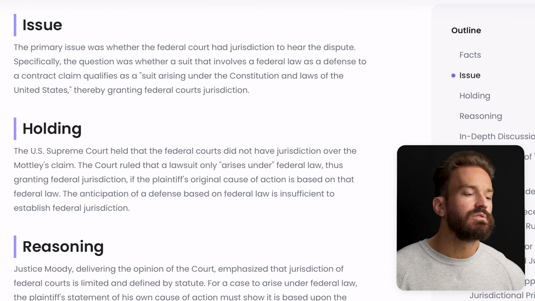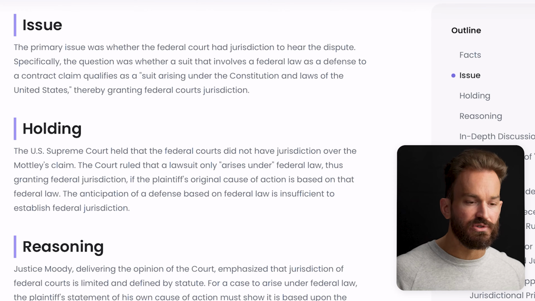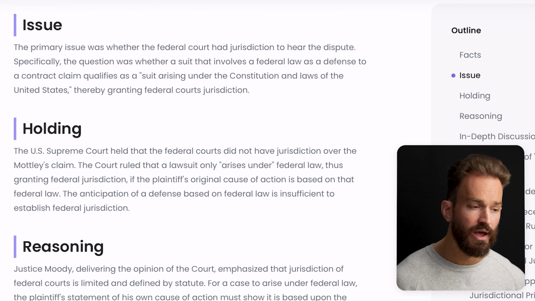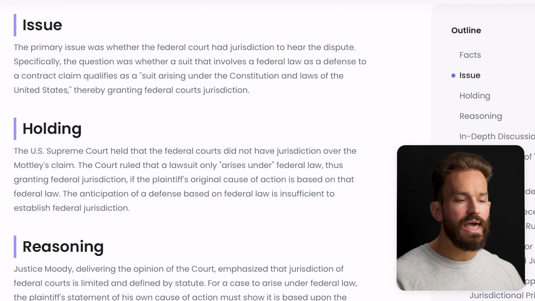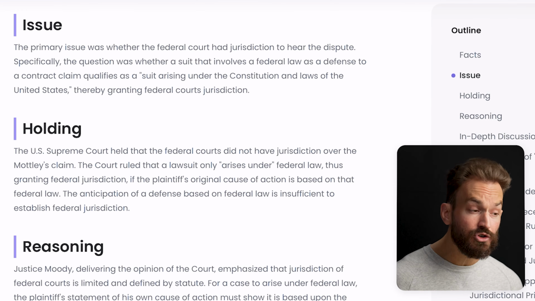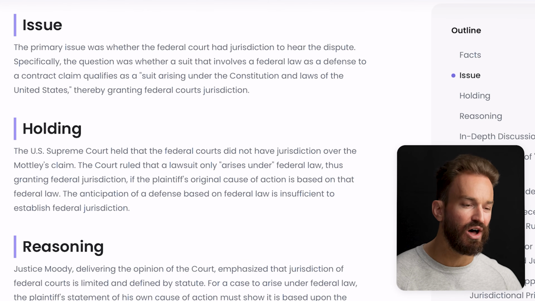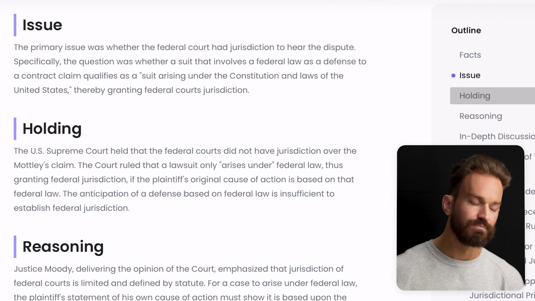And so the primary legal issue in this case was whether the federal court had jurisdiction to hear the dispute. This goes all the way to the United States Supreme Court. Specifically, the question the United States Supreme Court is trying to decide was whether a suit that involves a federal law as a defense to a contract claim qualifies as a suit arising under the Constitution and laws of the United States, thereby granting federal courts jurisdiction.